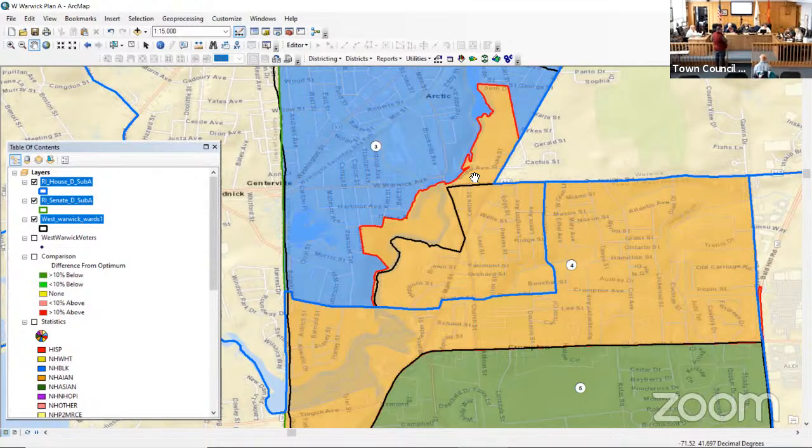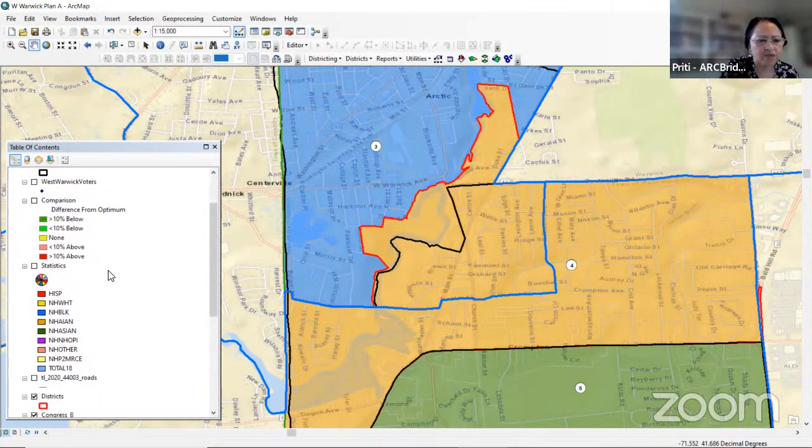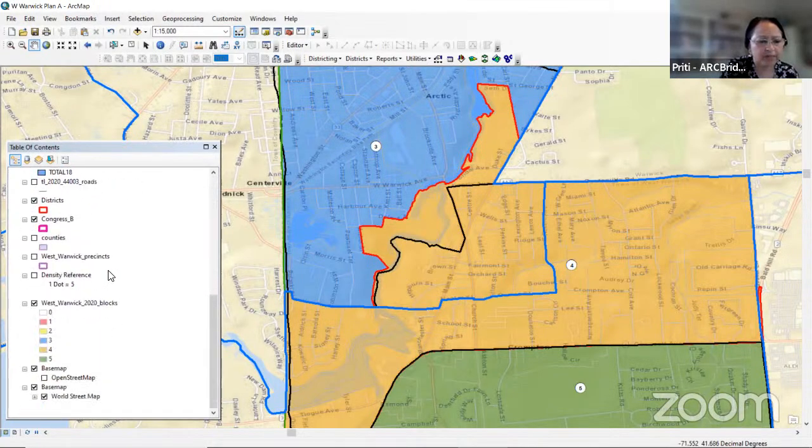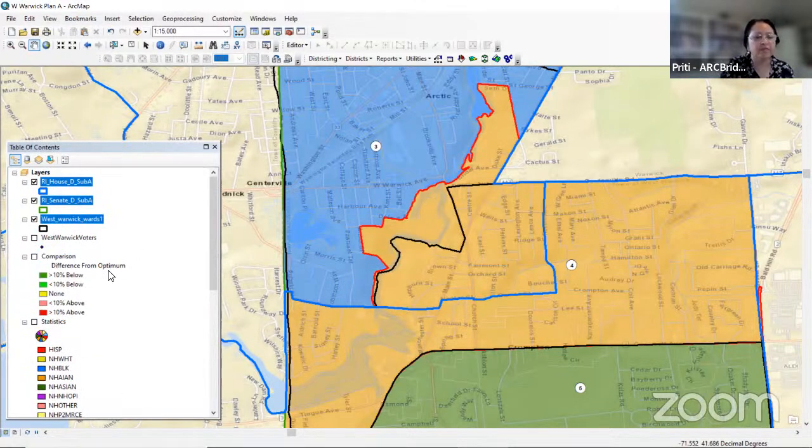Pretty, can you show us where the polling locations are? Let's see, I don't have the polling places. I guess if you can send that to me the next time we meet, or I could put it on the map, but I don't have the polling places.